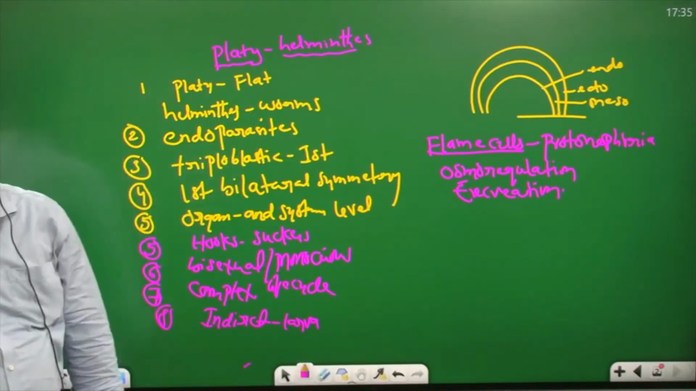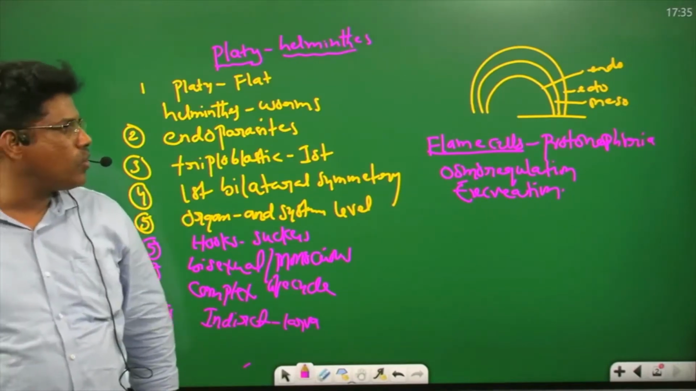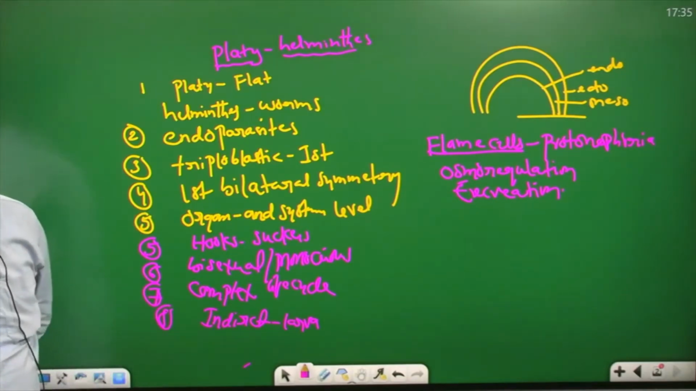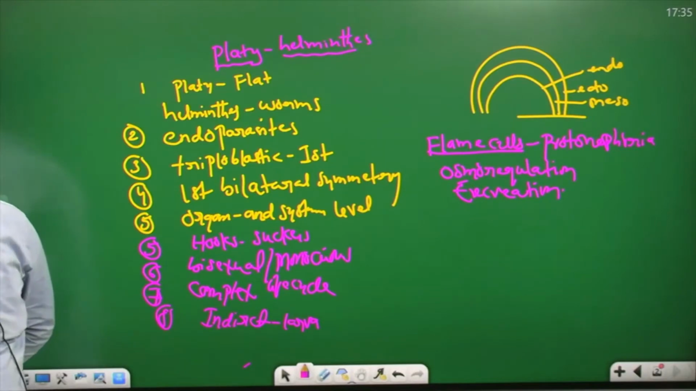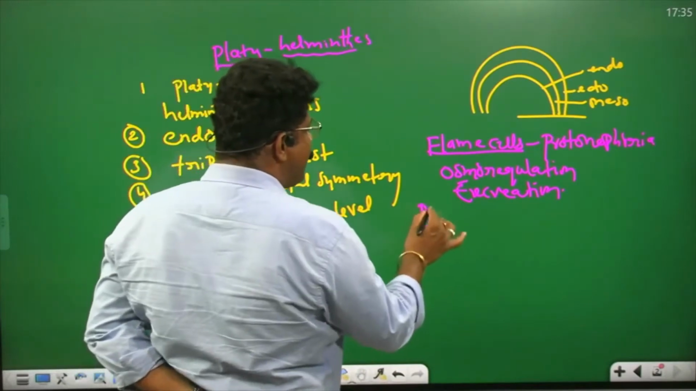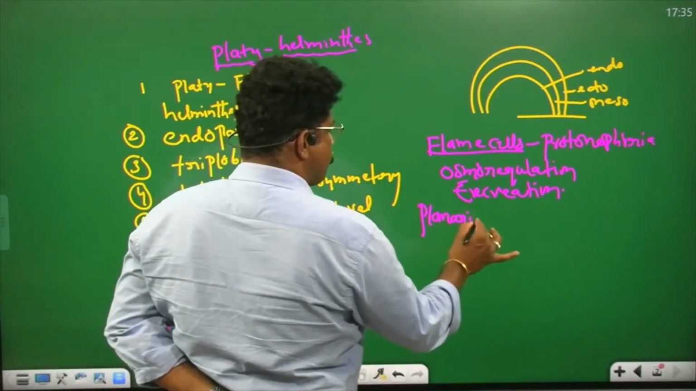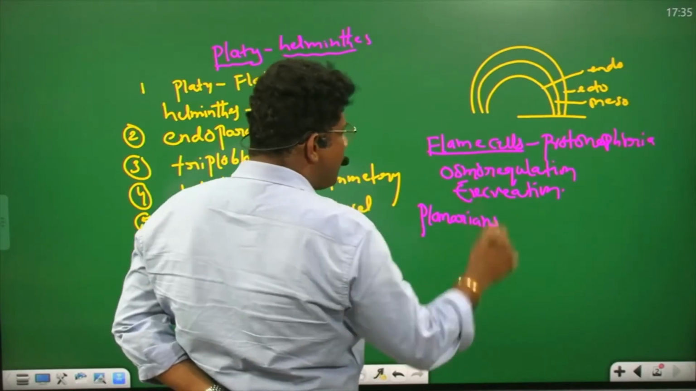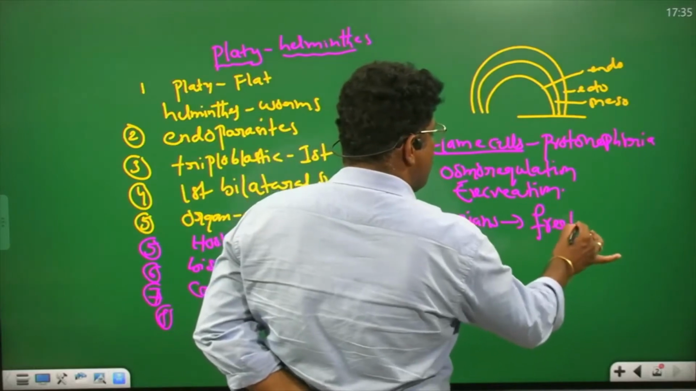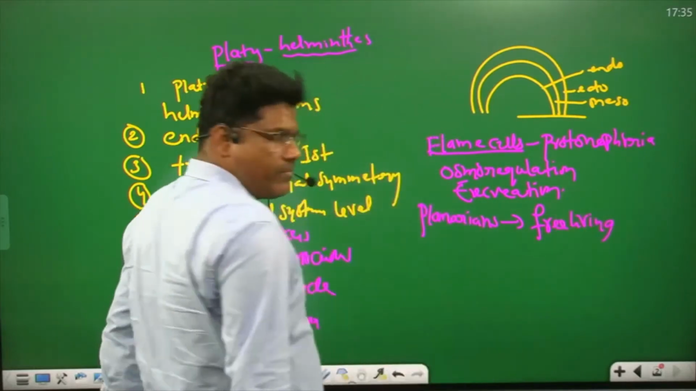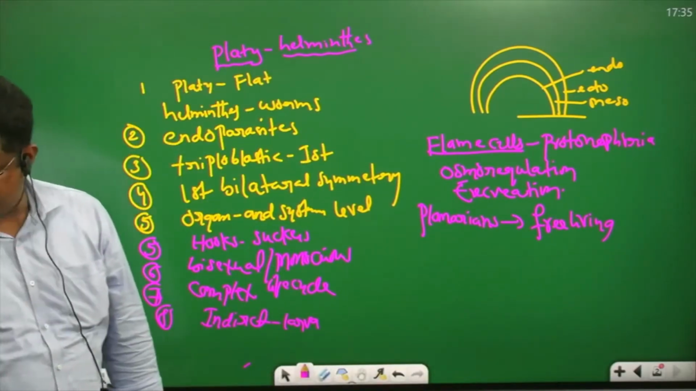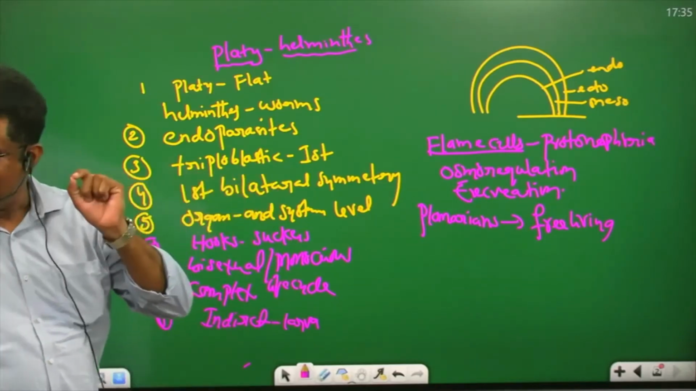In platyhelminthes flame cells are there. The flame cells' other name is protonephridia. Protonephridia are useful for osmoregulation, the primary function, and excretion, the secondary function. This is important. In platyhelminthes, planarians are there. These planarians are free living. Most of the platyhelminthes are endoparasites, but planarians are free living.